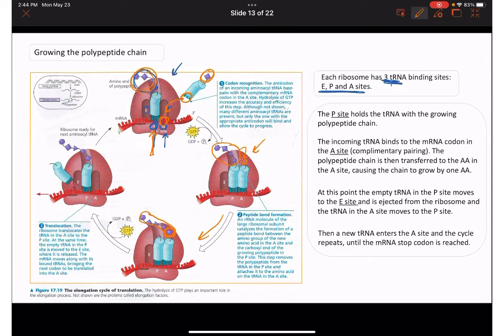Then what's going to happen is this empty tRNA is going to move to the E site, or the exit site, and then it's going to be removed from the ribosome. And then this tRNA that just added a new amino acid is going to move into the P site right there. And then it just repeats itself. Then a new mRNA codon is read and a new tRNA comes in. And it does this over and over and over until it hits the stop codon.